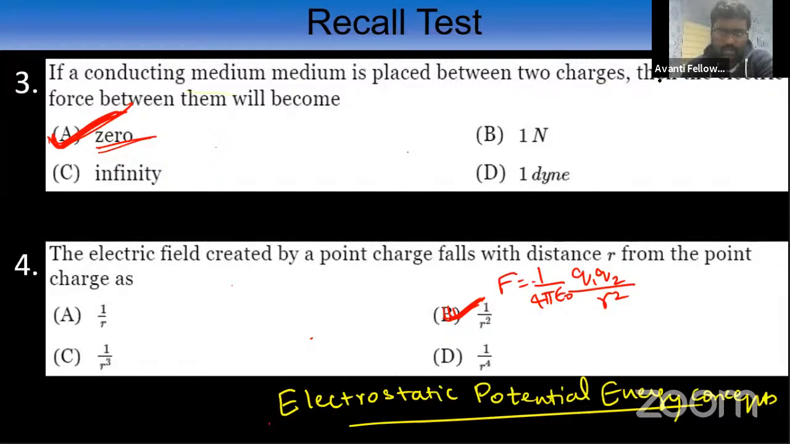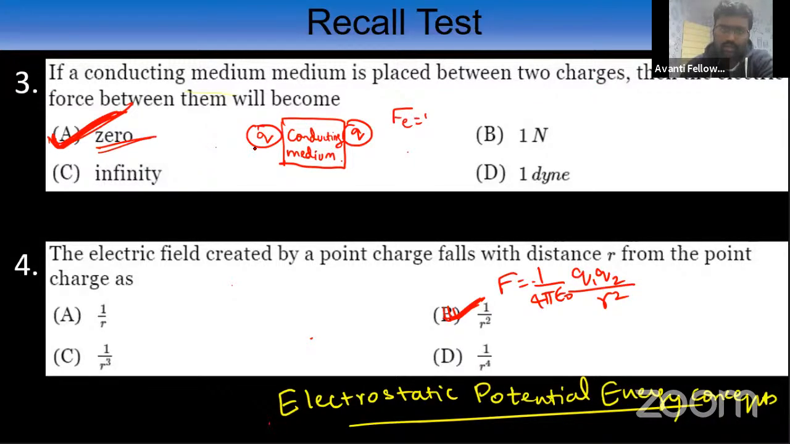So if we have two charged bodies, or two charges, Q and Q bar or whatever, and I place a conducting medium between them, what happens to the electric force between them?